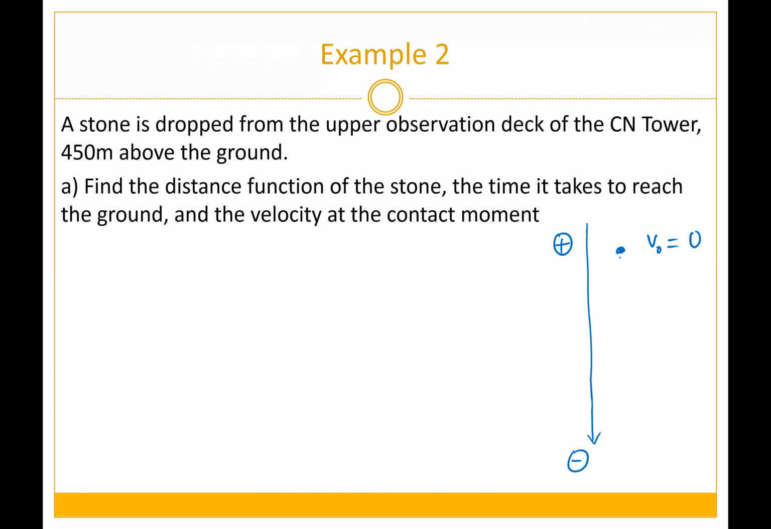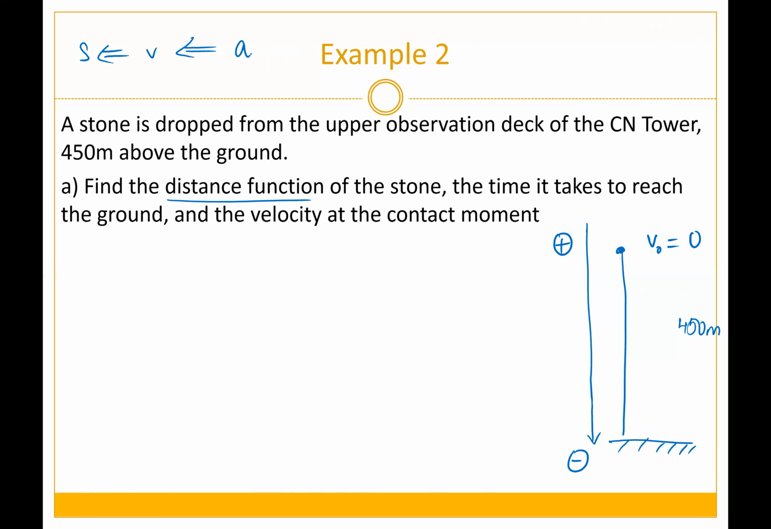Now from that we only know this height compared to the ground is 450 meters, and there's nothing else that we can actually use to derive the function. So look at this. If you want to find a distance function, you need the velocity function, and so you need the acceleration. Let's see what we have here. We have the initial point of the velocity, and we have the acceleration.